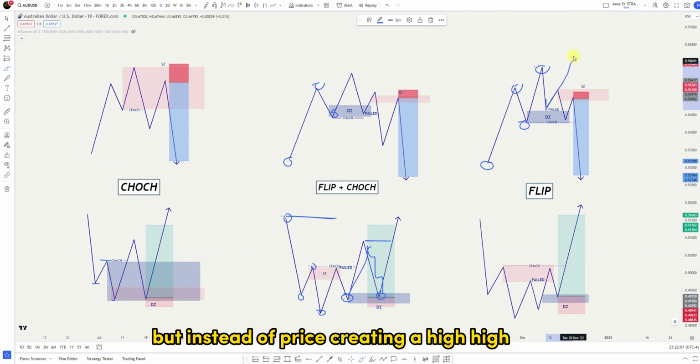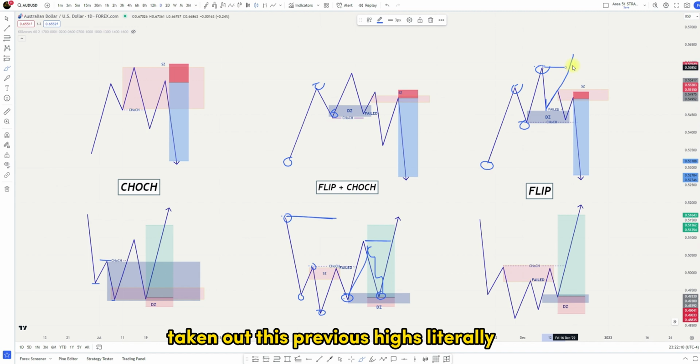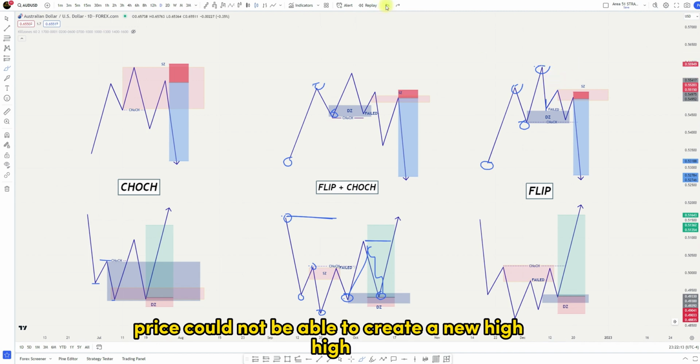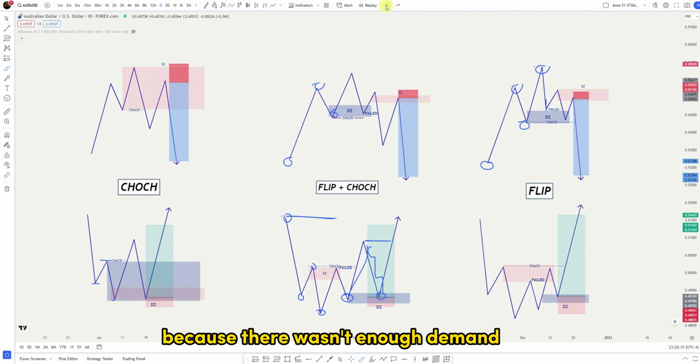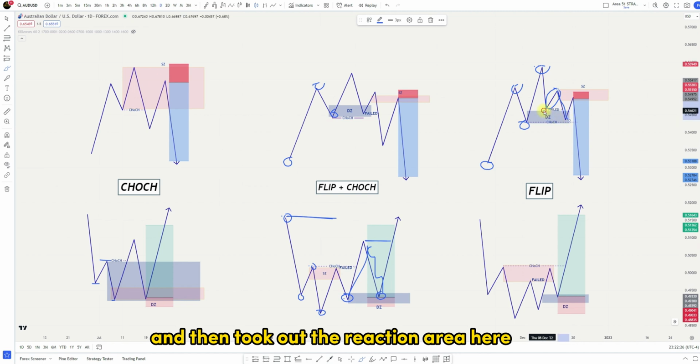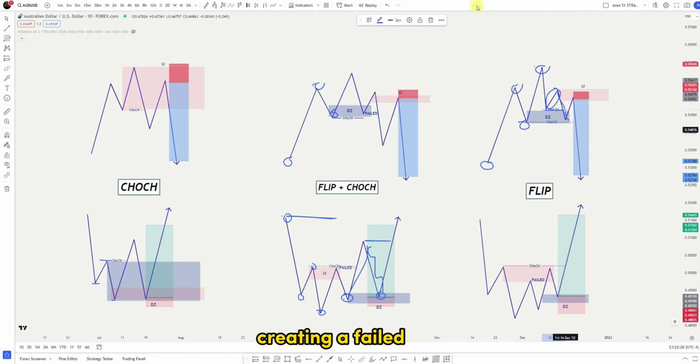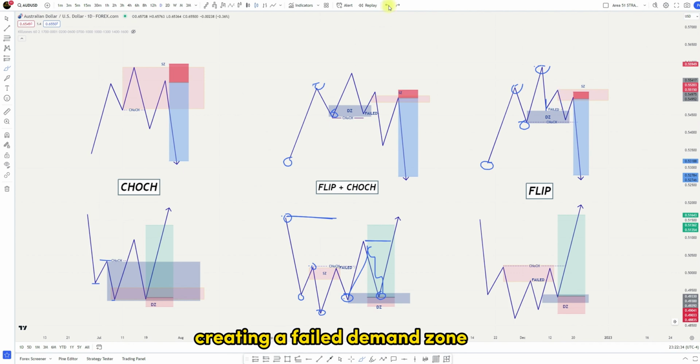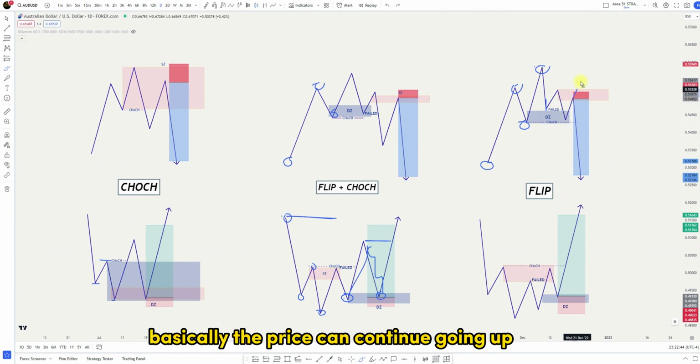But instead of price creating a higher high, taking out these previous highs, price literally could not create a new higher high because there wasn't enough demand to push the price to the upside. What happened after that is price reacted to the area of demand, and then came down and took out the reaction area here, creating a failed demand zone. So with this type of demand zone, or this type of flip zone, the price can basically continue going up. This is the risky one.